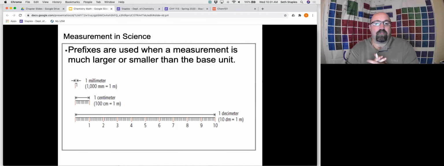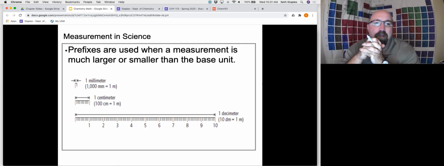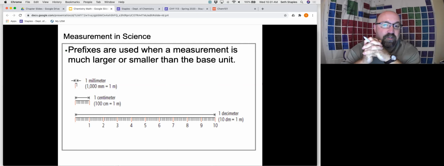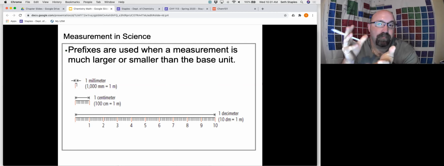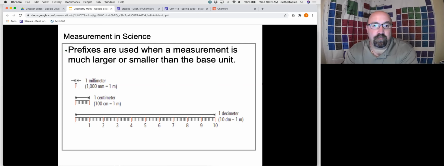One of the things that we're going to run into in a course like this is that we're going to have some measurements that are much smaller or much larger than our base unit. For example, if we're working with length, which has a base unit of meters, we might have a measurement that is really small, maybe down in the thousandths of a meter or so. It's more convenient to express those in terms of millimeters, where there are 1,000 millimeters per 1 meter. Or maybe centimeters.